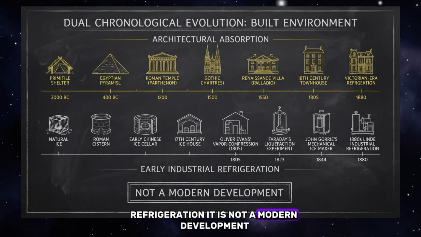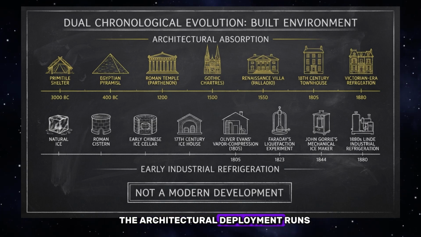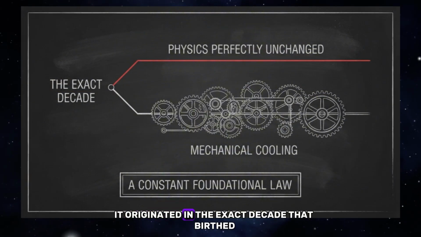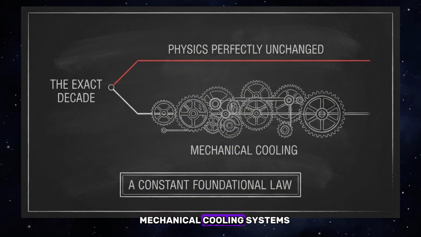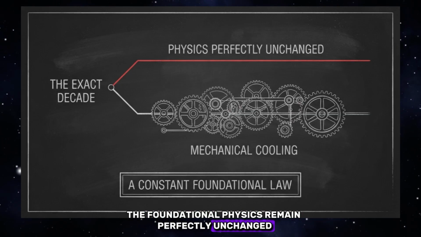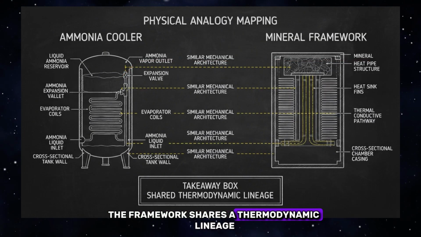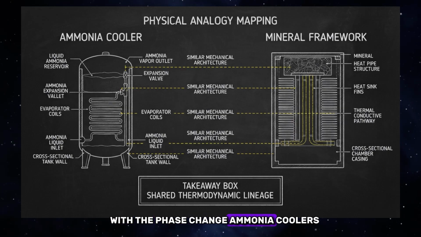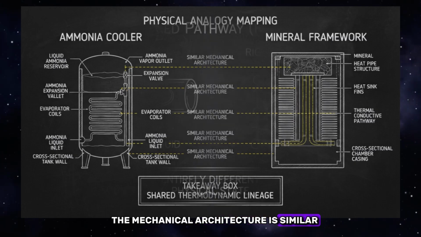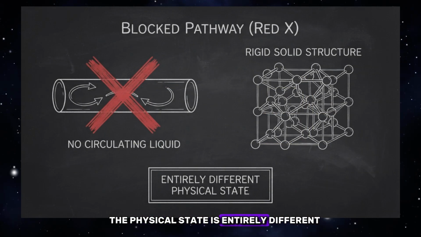It is not a modern development. The architectural deployment runs parallel to early industrial refrigeration. It originated in the exact decade that birthed mechanical cooling systems. The foundational physics remain perfectly unchanged. The framework shares a thermodynamic lineage with the phase change ammonia coolers previously documented. The mechanical architecture is similar. The physical state is entirely different.